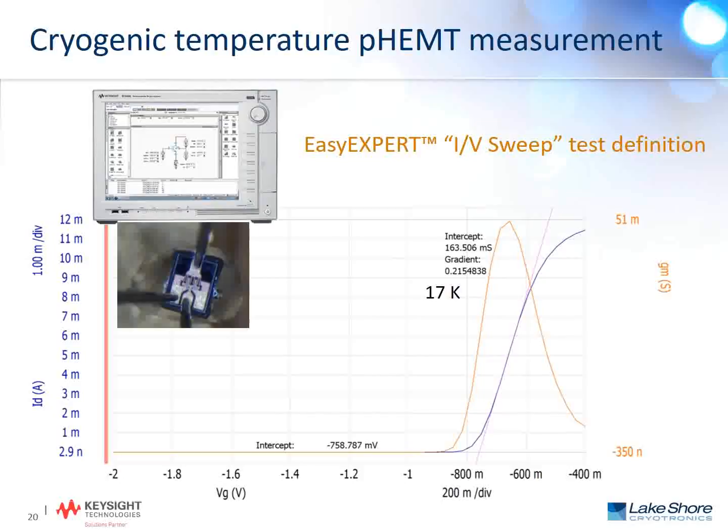Now we use a B1500 to do an IV sweep, and we use the IV sweep test definition for this particular device. You can see here we've added a little bit of analysis to that, and what you can see is that we have a pinch-off voltage sort of around 750 millivolts, as well as just an idea of the subthreshold slope.